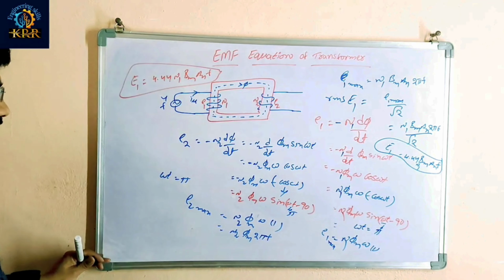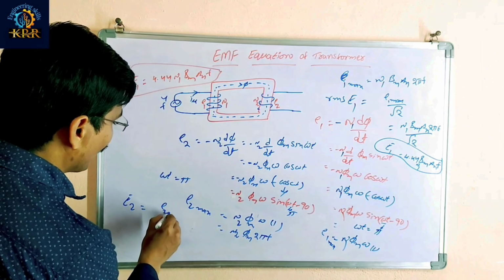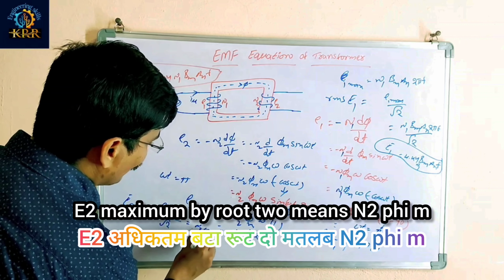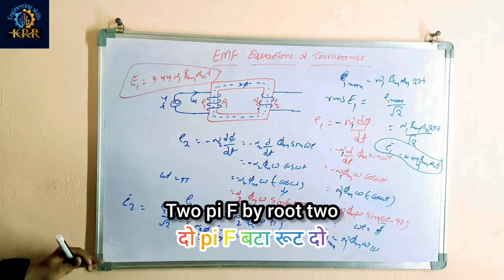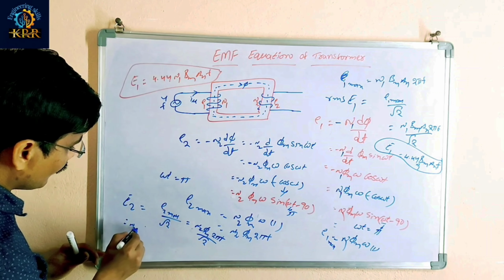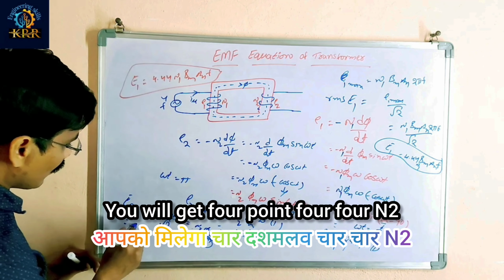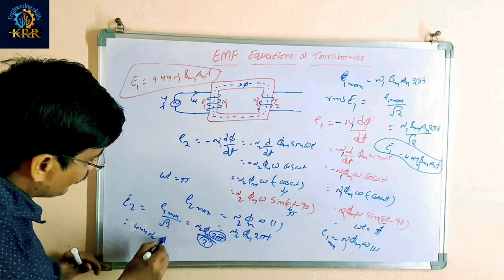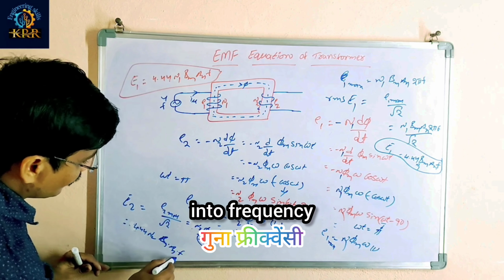But for the RMS induced EMF, E2 is equal to E2 maximum by root 2. E2 maximum by root 2 means N2 pi m 2 pi f by root 2. How will we get this? N2 pi m, in place of pi m, you will get 4.44 N2 Bm An into frequency.